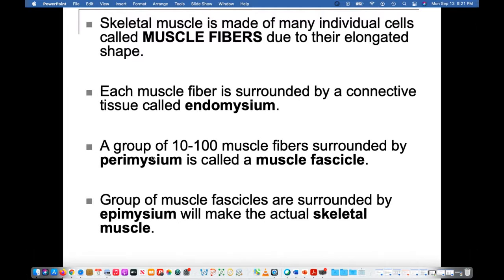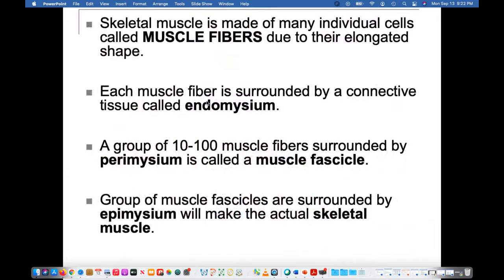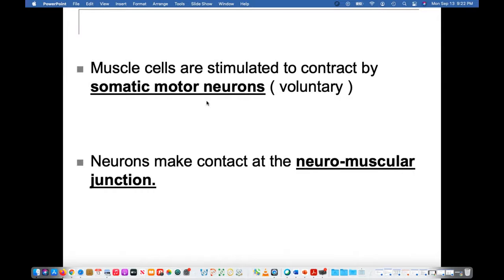I'll remind you to go over some of the basic terms, like what is a muscle fiber cell? What is the endomysium? What is the fascicle? What is a perimysium? What is the epimysium? What is fascia? What is a tendon? Where do tendons attach to bone? All good review terminology. Don't forget to review the aponeurosis and what muscles you have in aponeurosis.